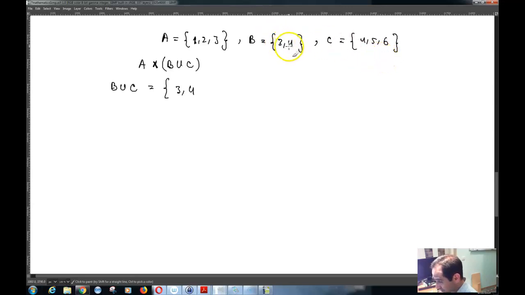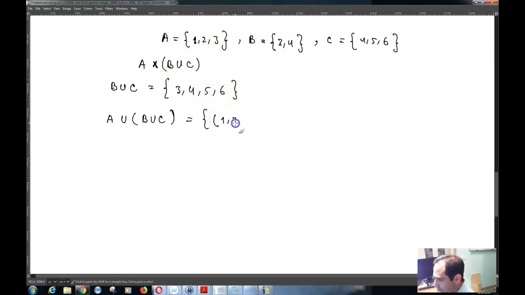Meaning that, for example, you can see that 4 is common between these two sets, so I don't write 4 twice, I just write it once: 3, 4, 5, and 6. Now the Cartesian product of A and B union C is the Cartesian product of this set and this set over here.